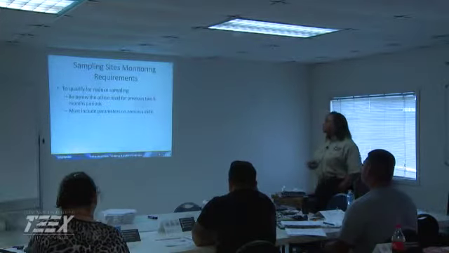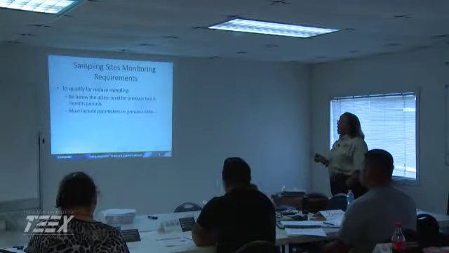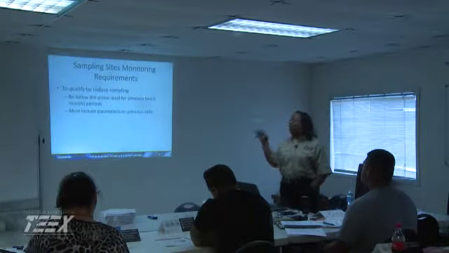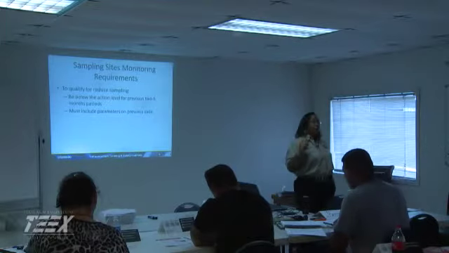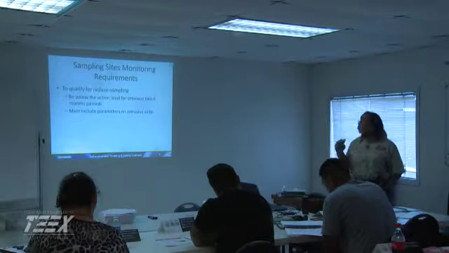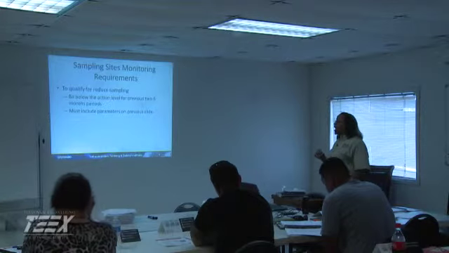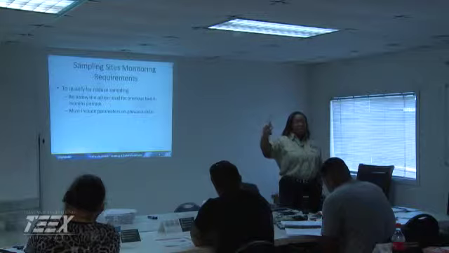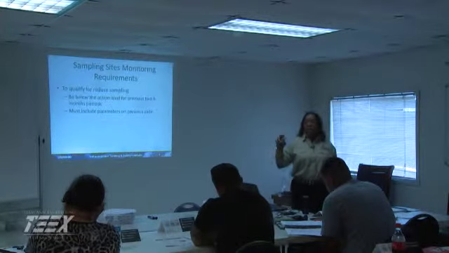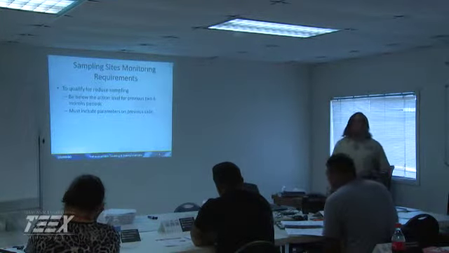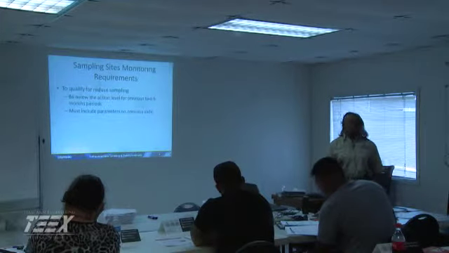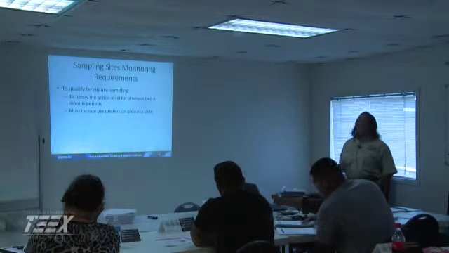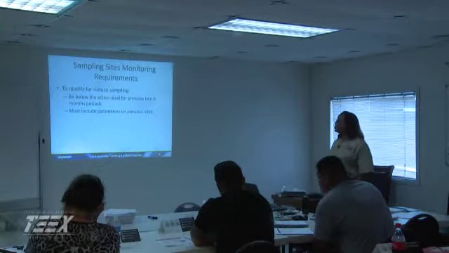Now, I've taken my first round of sampling. Everything came back below the action level. You can now qualify for reduced sampling, and that's where we all want to be. You have to be below the action level for at least 2 consecutive 6-month periods. That's 2 sampling episodes. If you're below the action level, you can be put on reduced monitoring, once per year or once every 3 years. Now, you also have to include the parameters on the previous slide just to show that everything's A-okay.